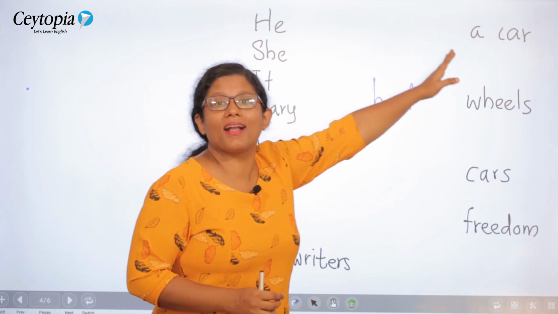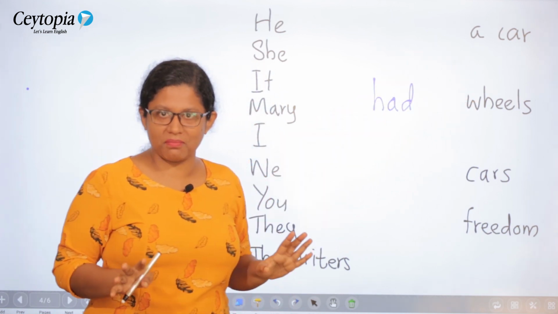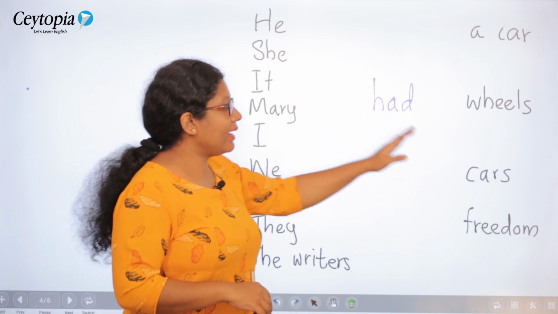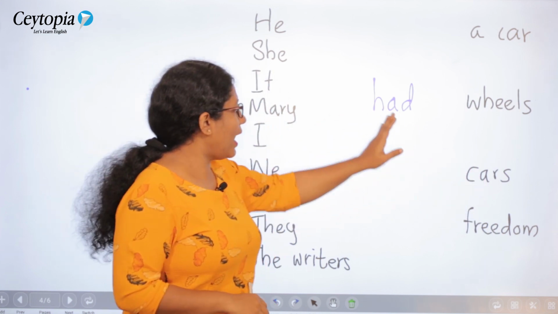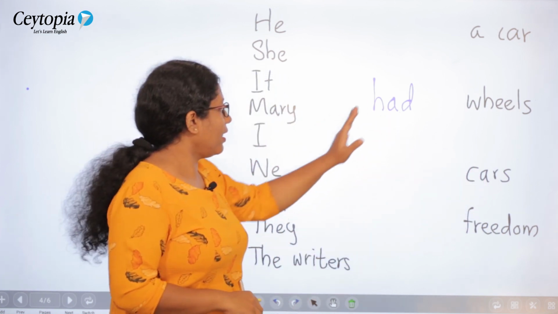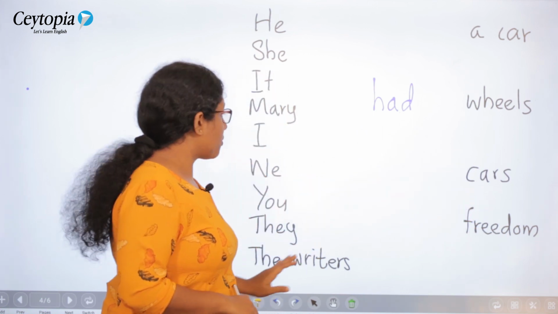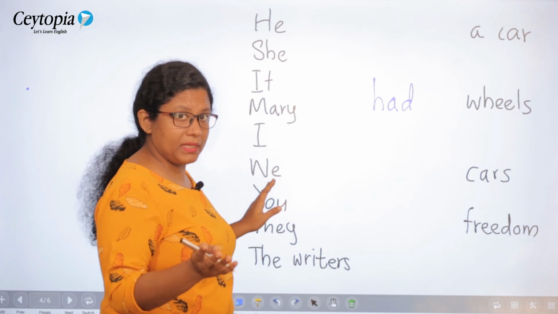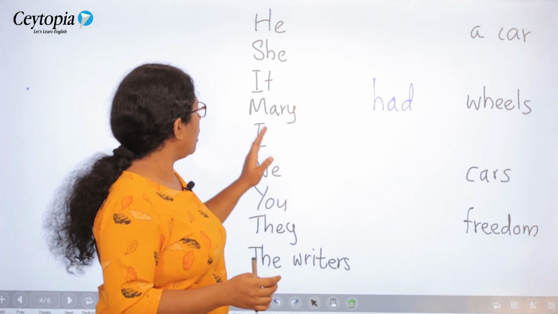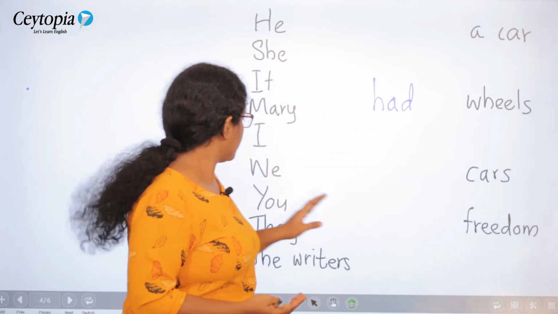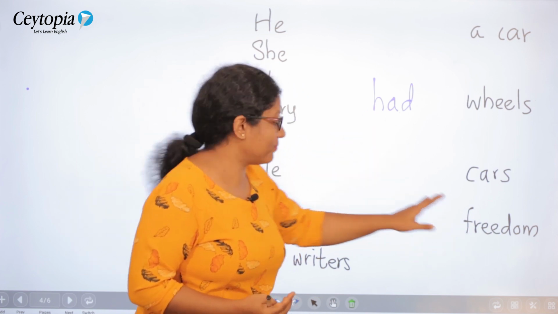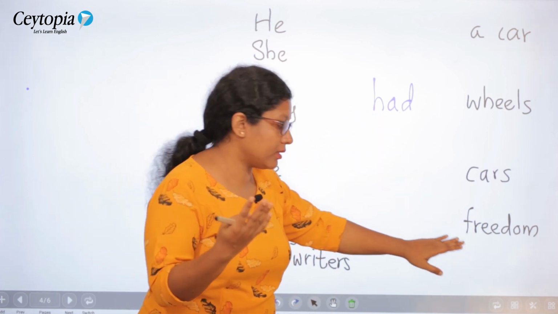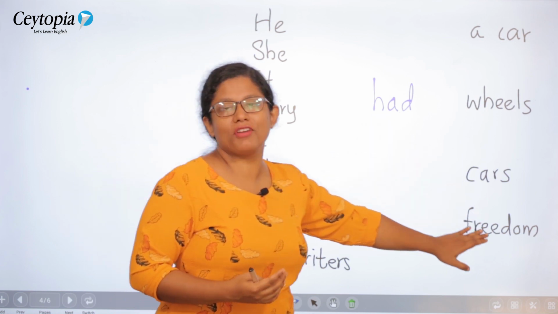I had a car. There is no special treatment this time. We had cars. You had cars. They had cars. The writers had cars. You can also build sentences like this. We had freedom. You had freedom. They had freedom. The writers had freedom.